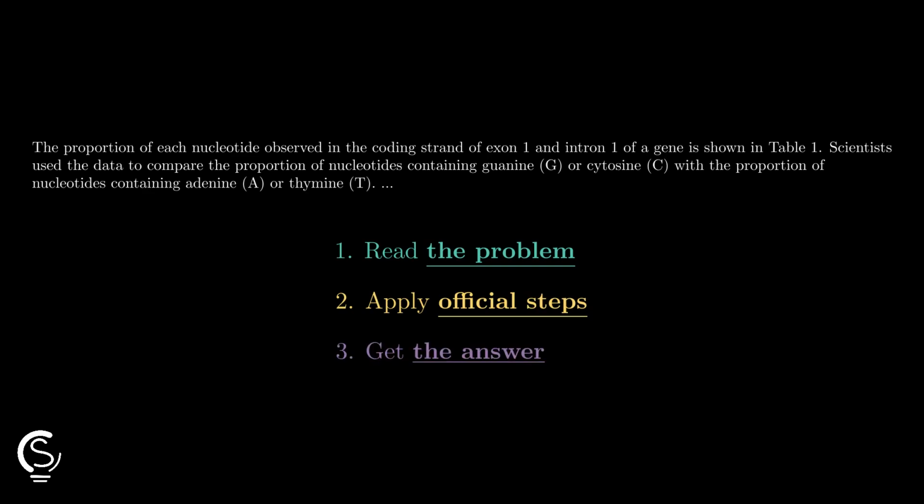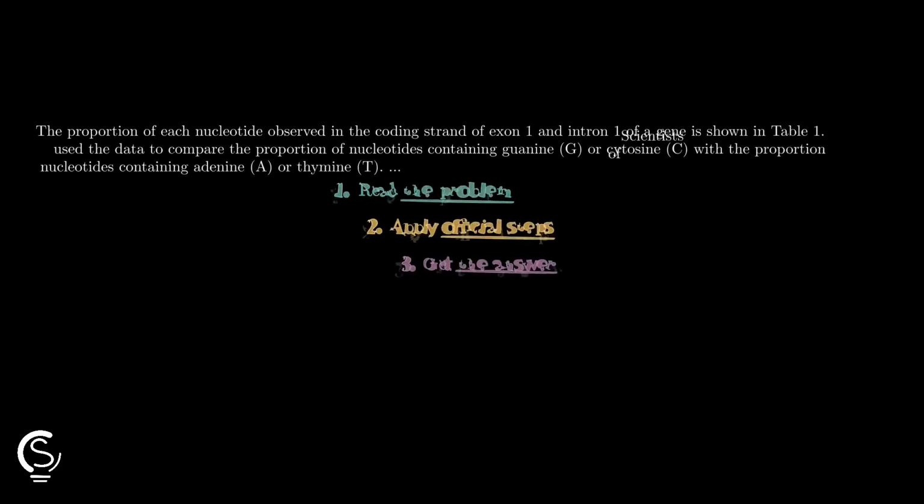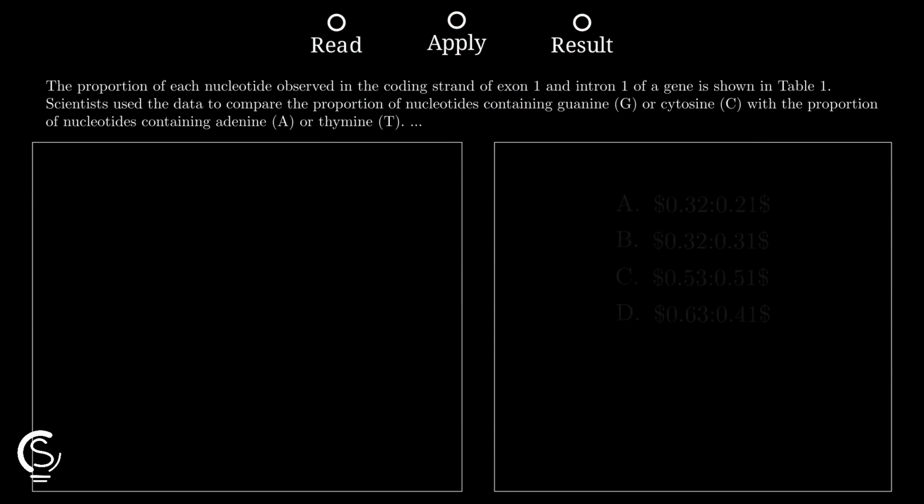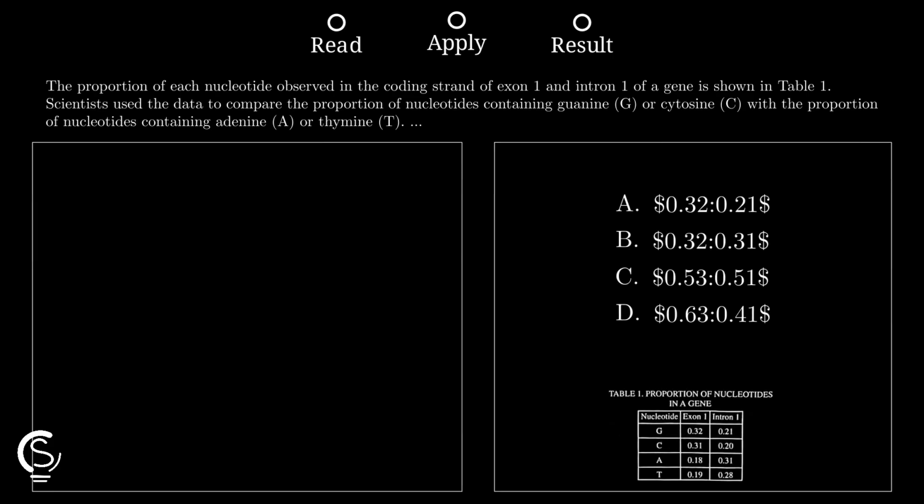Nucleotide ratios look scary, but this one is quick. We only combine G and C in each region, then match that result to the choices. Start with exon 1 and only track the nucleotides containing guanine or cytosine. Add the exon G proportion to the exon C proportion, and that total is 0.63.